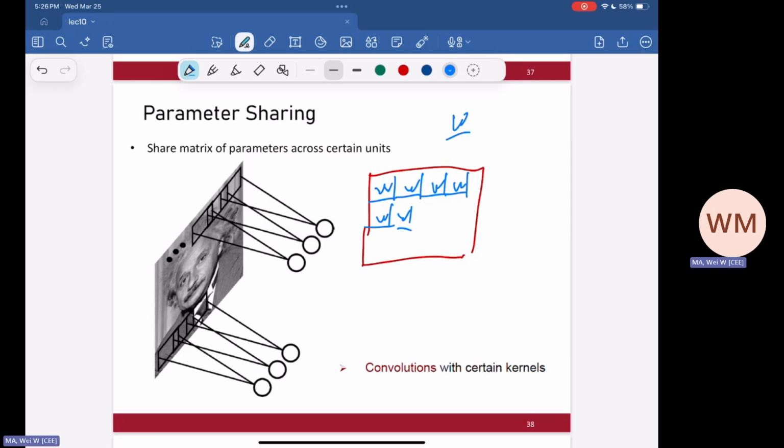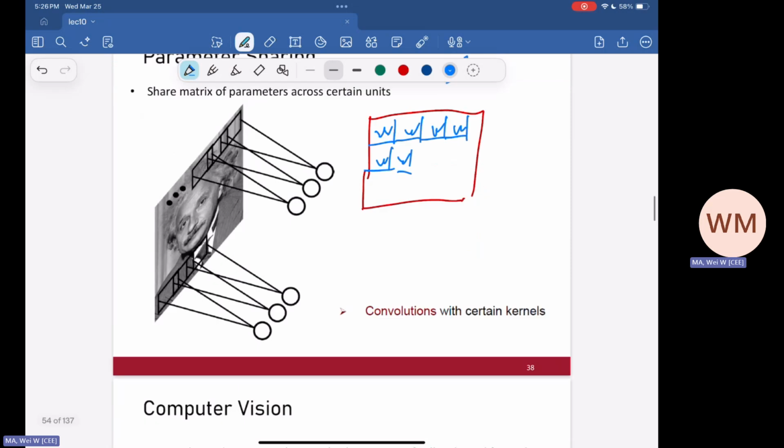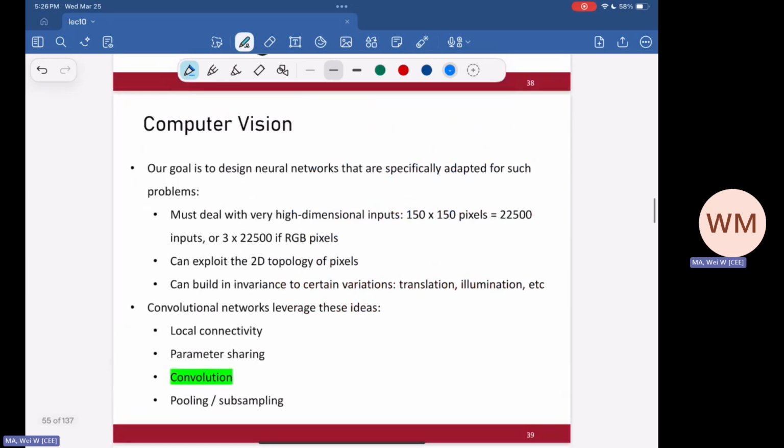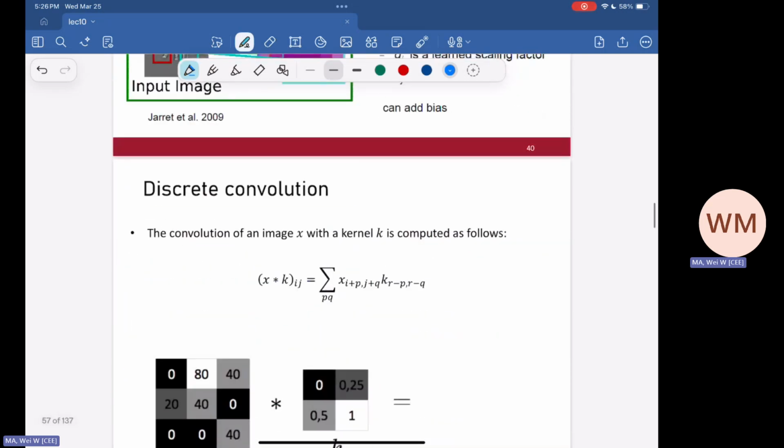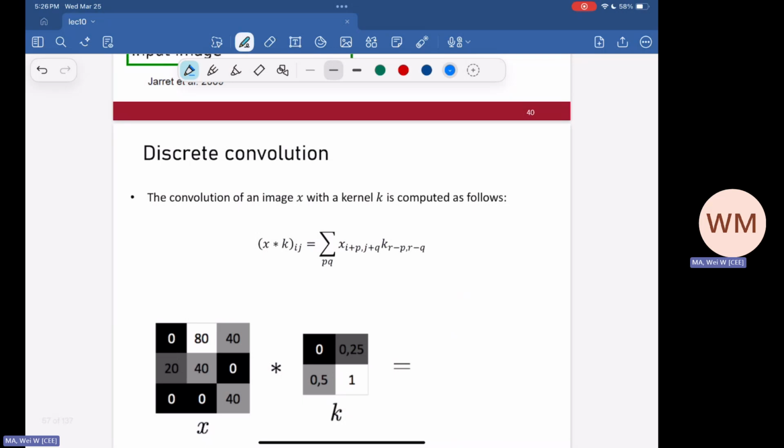Okay, so you combine the local connectivity and the parameter sharing, and then we talk about the third idea, which is an approach called convolution. Convolution is a calculation approach. Maybe I skip the detail. Basically, finally, what we are doing is like this.